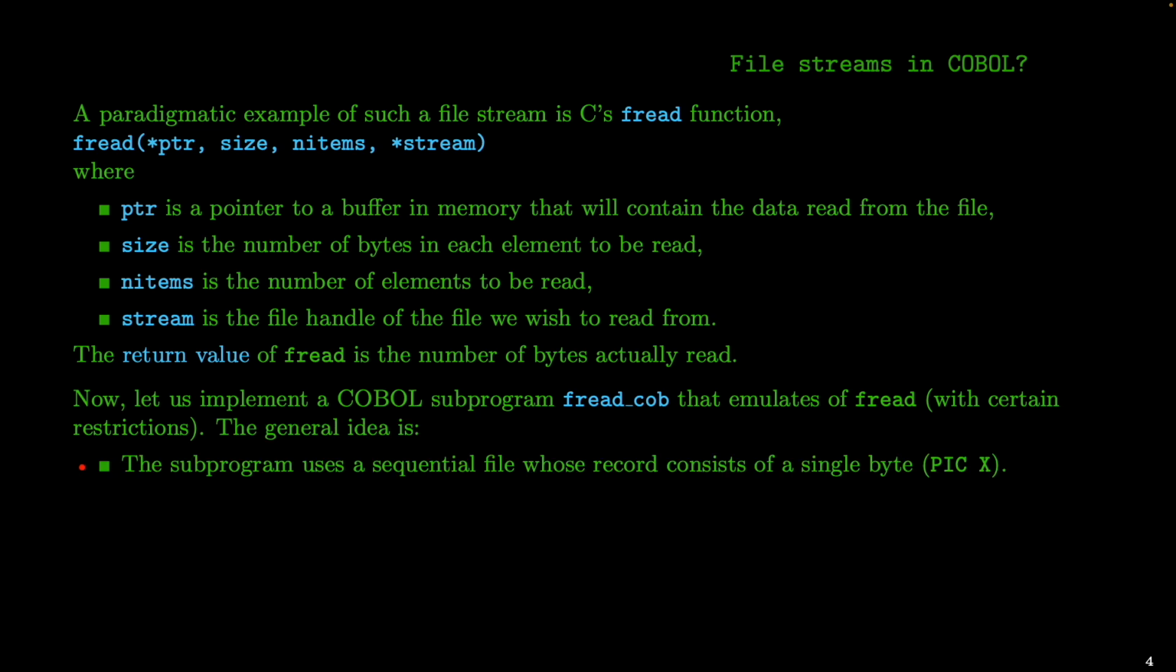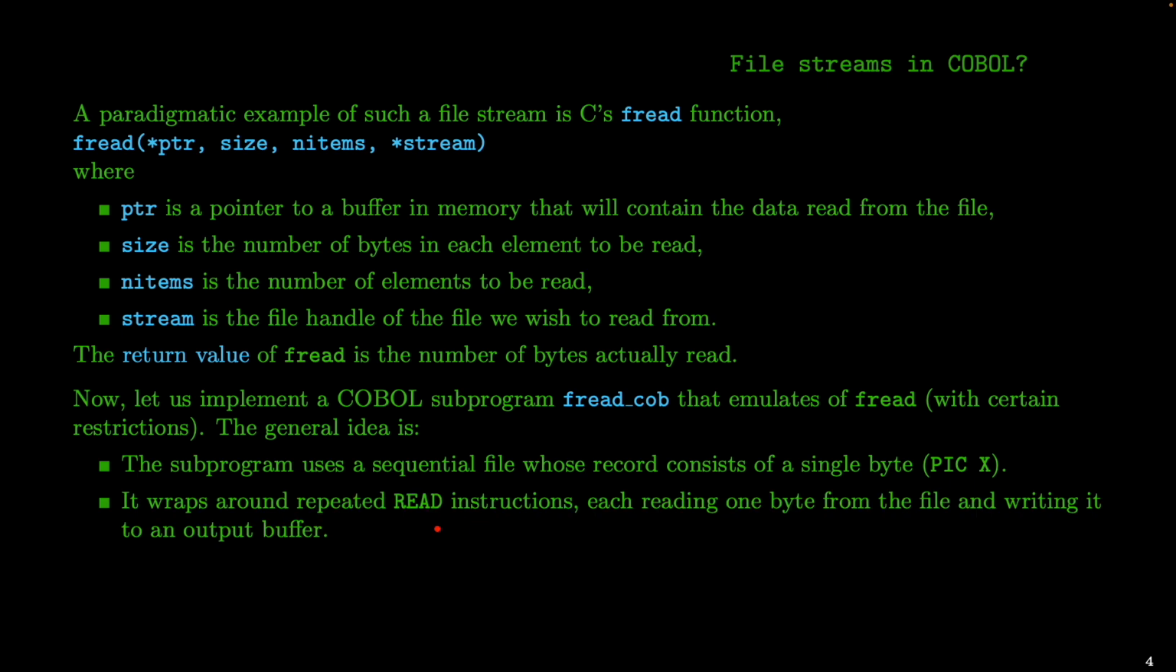The idea in general is that the subprogram uses a sequential file whose record consists of a single byte. Then it wraps around repeated read instructions for this sequential file, where in each instruction we read 1 byte from the file. So this will be done in a loop, and this will be written to an output buffer, which is different from this single byte.